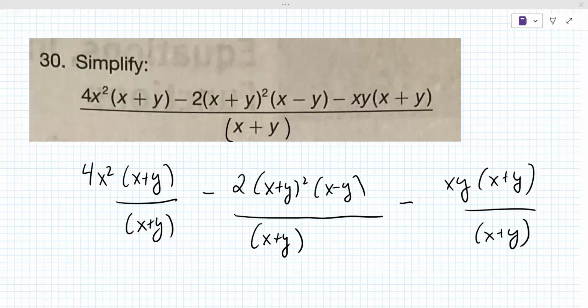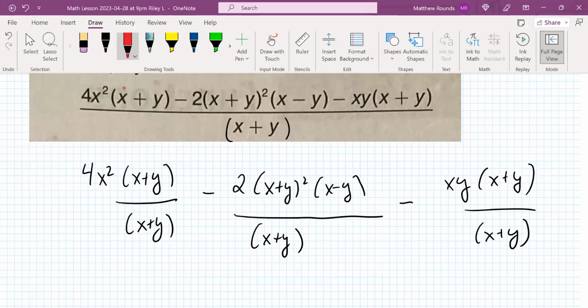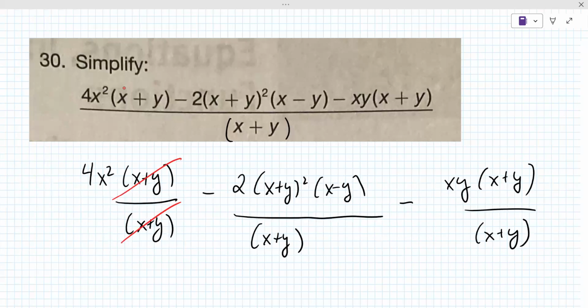Like what cancels in the first one over here on the left? X and Y's. Those cancel. How about here? Would they cancel on all of them? They do. But on the bottom here, it only cancels with one of those, and then it cancels with both of those.